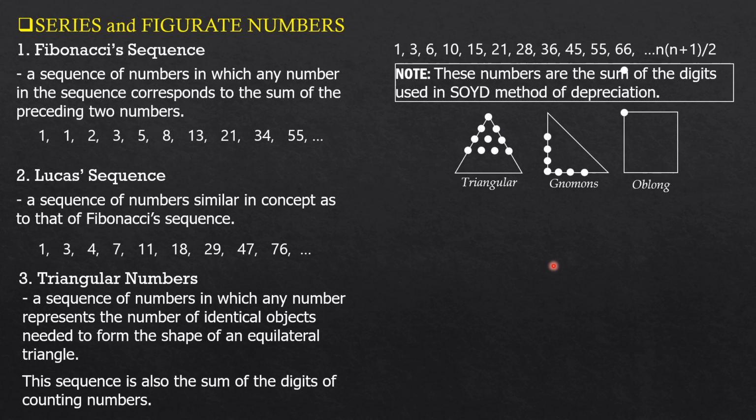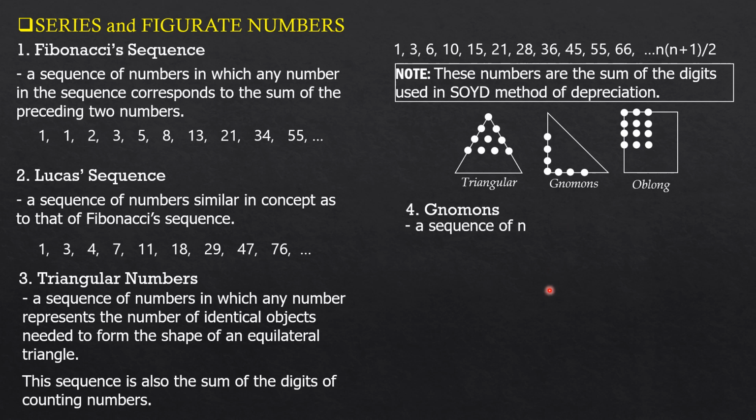Then oblong numbers, a figurate number in which it is the number of identical objects when arranged in a rectangular manner such that the dimension of one is 1 greater than the dimension of the other. So such as 1 by 2, so 2, it begins with 2. 2 by 3, 6. 3 by 4, 12. 4 by 5, 20. 5 by 6, 30.